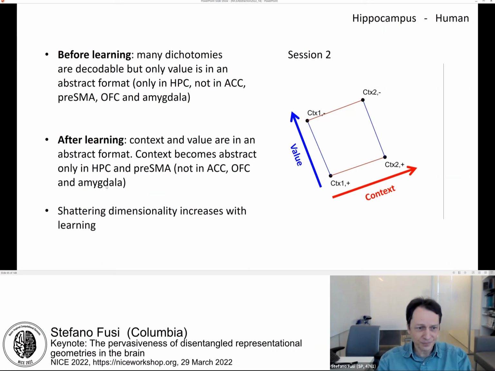The shattering dimensionality, which is relatively high, I mean, we have fewer neurons in this case, but it's relatively high in all the areas. It certainly increases with learning, which is another important thing to keep in mind, because if you start from a random network, you already have a pretty high shattering dimensionality, but it looks like learning certainly increases this quantity too.